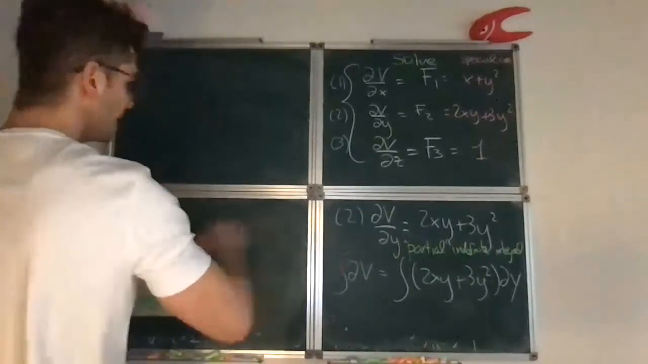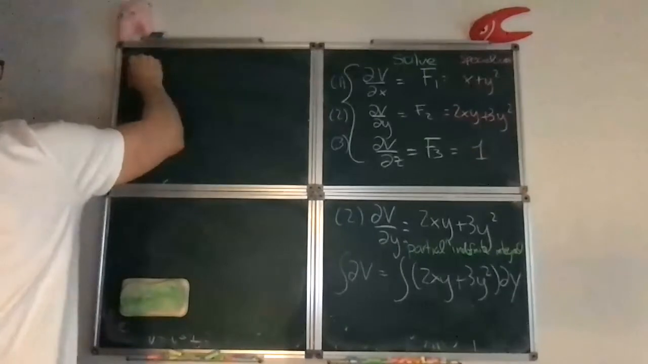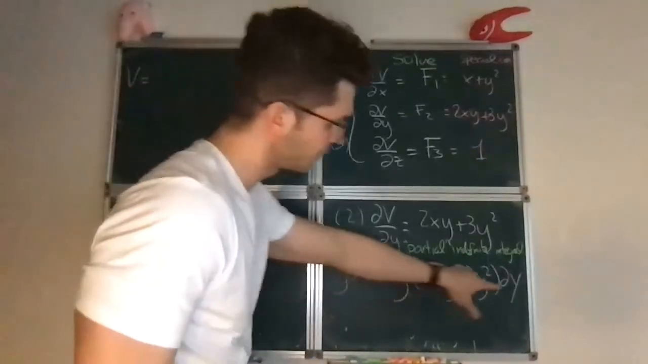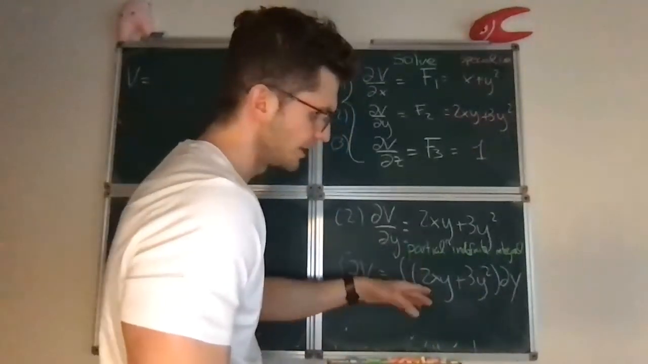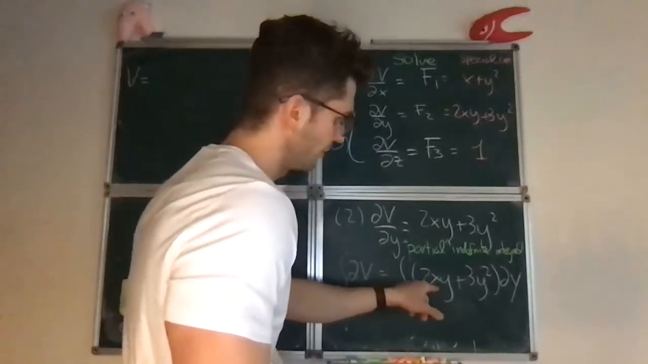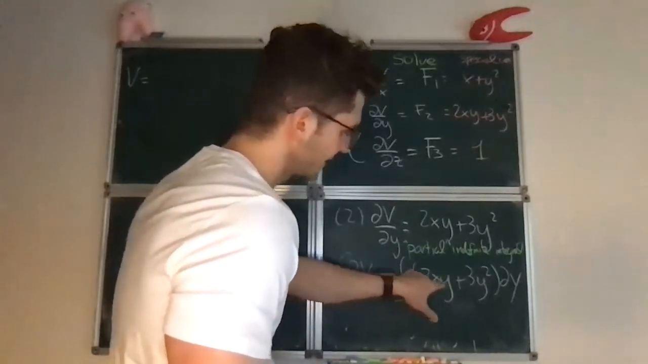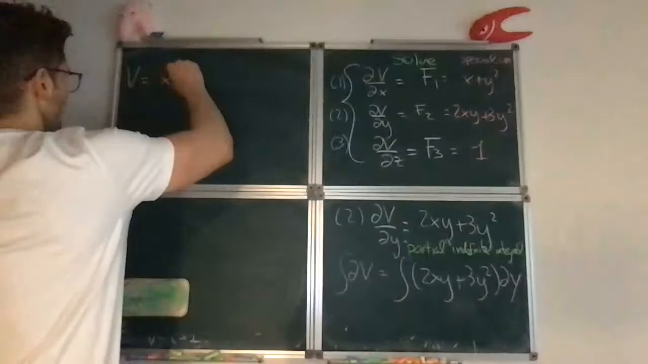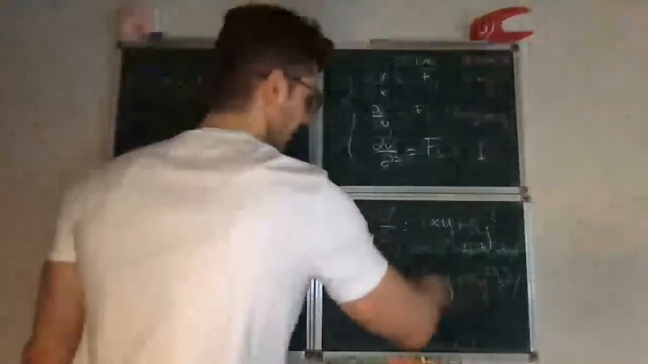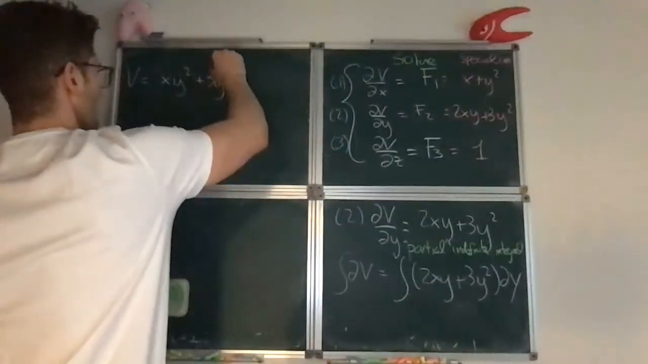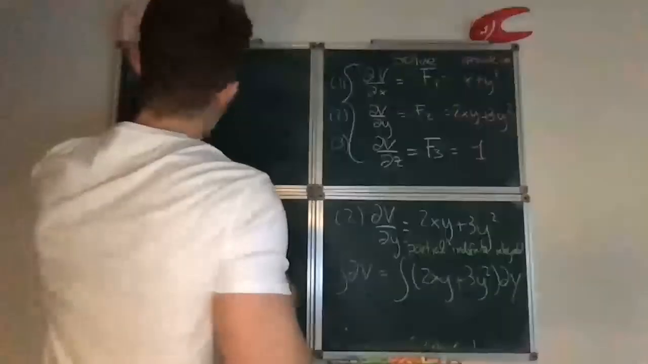that means that v will become, what's the integral with respect to y of this? Well, this is similar to what we have been doing with double or triple integrals. This gives you xy squared, right, plus y cubed.